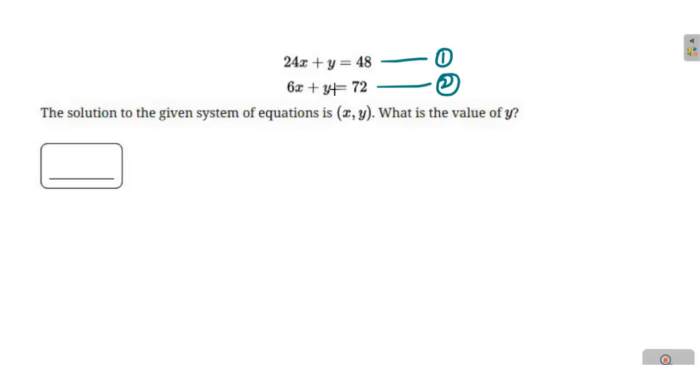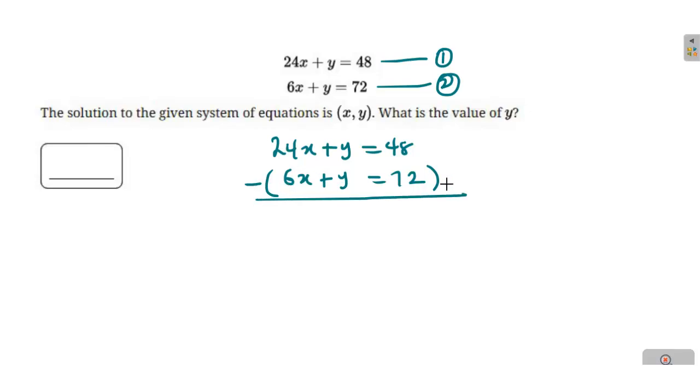Because in this case there is y in both equations, so the only way we can eliminate y is to subtract equation 2 from equation 1. So we can write it as 24x plus y is equal to 48, then 6x plus y is equal to 72. Since I'm subtracting 2 from 1, I will introduce a minus here. So this will be 24 minus 6, and obviously 24 minus 6 will give us 18. So this is 18x. Then y minus y is 0, is equal to 48 minus 72.